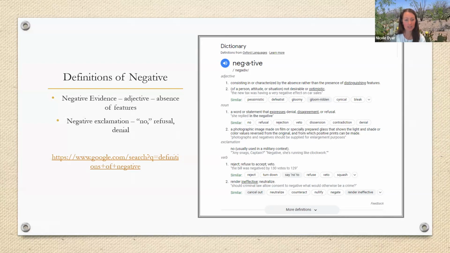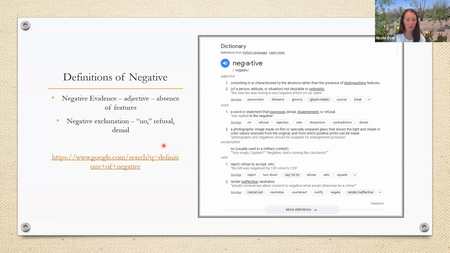So negative evidence is tricky because there's different ways to think about the word negative. And I think these definitions of negative can help us kind of sort it out. So when you think of negative evidence, we're looking at the definition of the word negative that falls into the adjective category and consisting in or characterized by the absence rather than the presence of distinguishing features. But a lot of the time we think of a negative as a no or a refusal, a denial, kind of like these nouns here. She replied in the negative, or even this exclamation, no, used in the military context. Negative, she's running like clockwork.